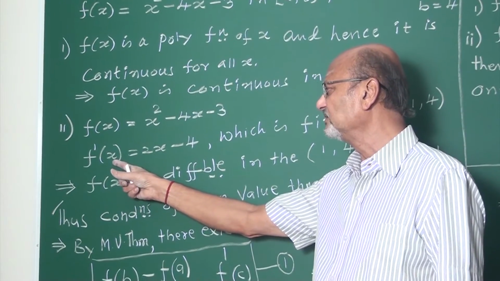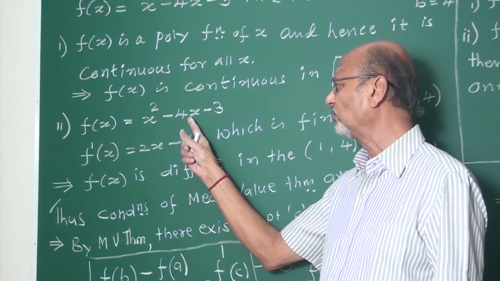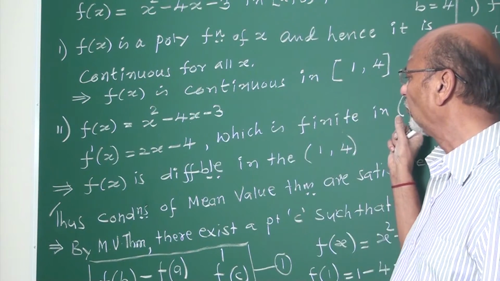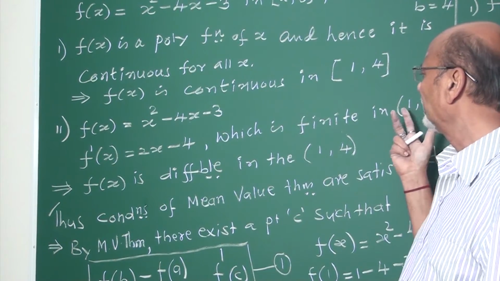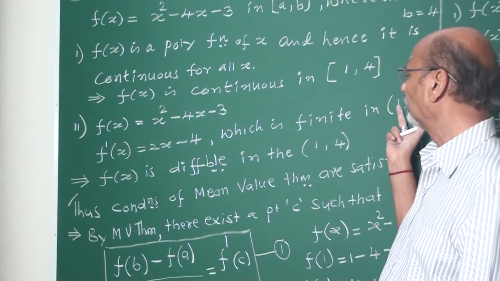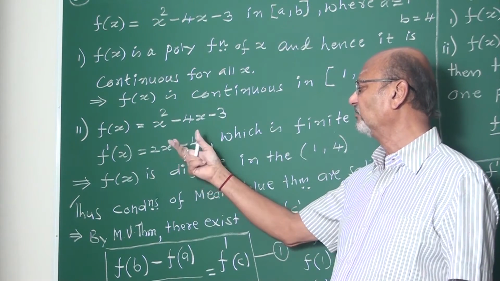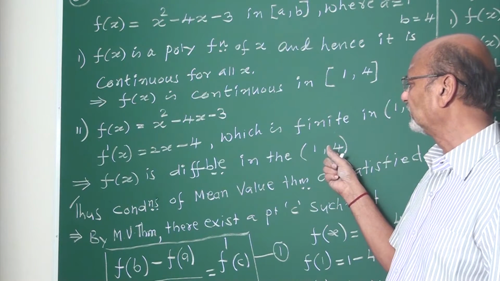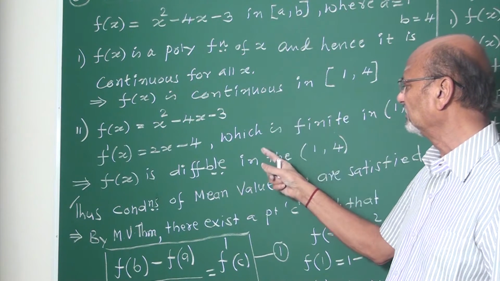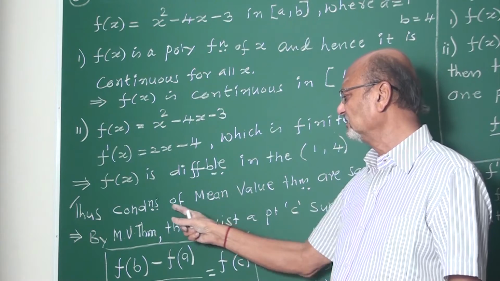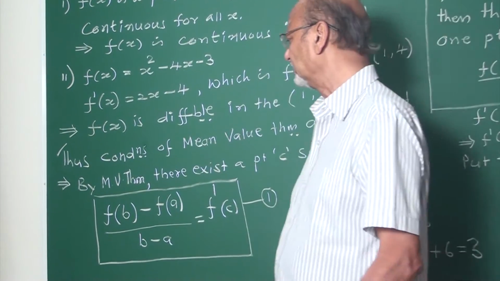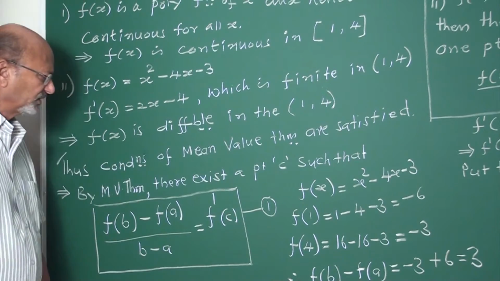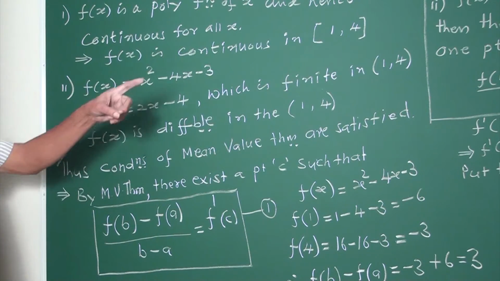Differentiate. The derivative of f is f dash x equals 2x minus 4, since the derivative of x square is 2x and of minus 4x is minus 4. Which is finite in the open interval 1 to 4. You can give any value in the open interval 1 to 4, and this f dash x is finite. When it is finite, we say that it is differentiable in the open interval 1 to 4. Now continuity is verified and differentiability is verified. You have to write one line: thus the conditions of the mean value theorem are satisfied. Yes, my friend. Then by the mean value theorem, if the conditions are satisfied, see there.